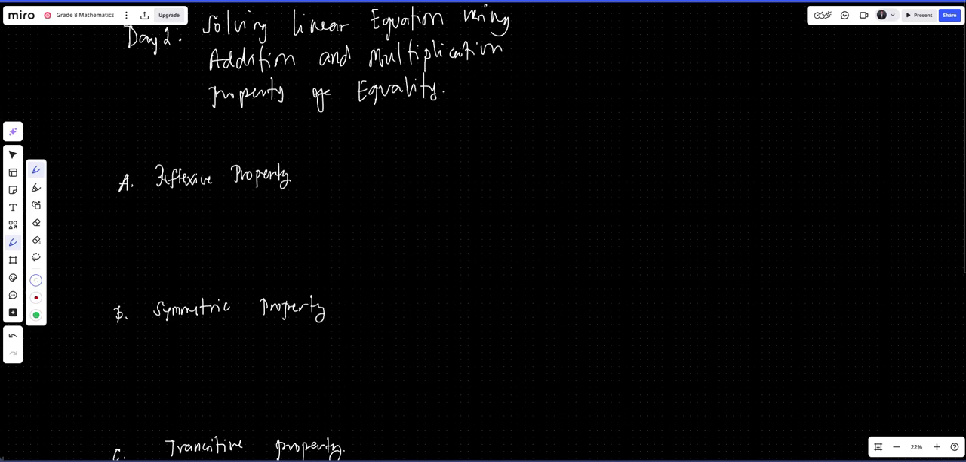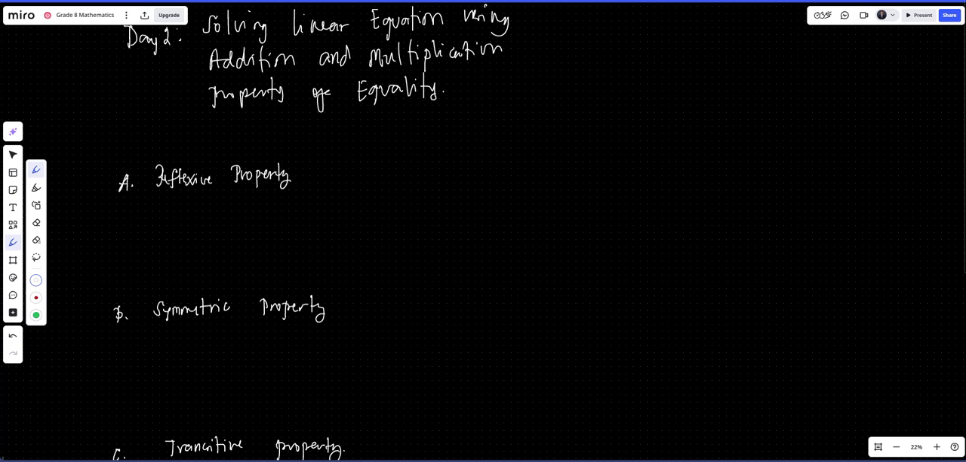Everyone. So today we're going to continue our discussion from last meeting, which is about linear equations. But this time, our goal is solving linear equations using the addition and multiplication property of equality. Before we proceed to the addition and multiplication property of equality, let's first recall what a linear equation is.